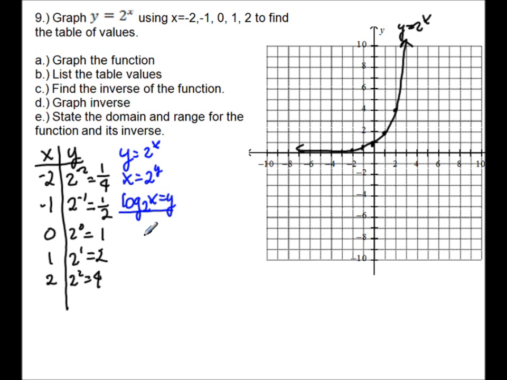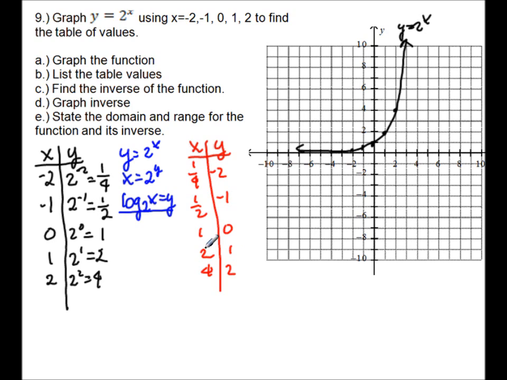Now we want to graph the inverse. So to graph the inverse, we don't have to do any new work because we have our table of values, and the inverse is just switching our y and x values. So we get 1/4, negative 2, 1/2, negative 1, 1, 0, and 2, 1, and 4, 2.